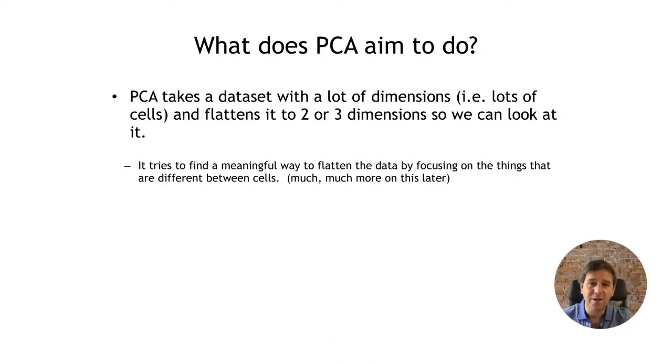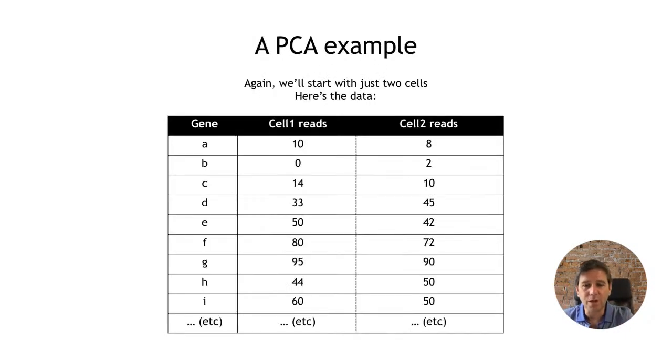So PCA, let's recap, it takes a data set with lots of dimensions, i.e. lots of cells, and flattens it down into something we can plot, like a 2 or 3 dimensional kind of plot that we can look at. It tries to find meaningful ways to flatten that data, to compress it down, by focusing on things that are different between cells. That is the variance, right? Remember, it's trying to capture these axes of maximal variance. So if they change the most, if there's the most variance in them, that's what PCA is going to go after, right? So here's an example of what that data might look like.